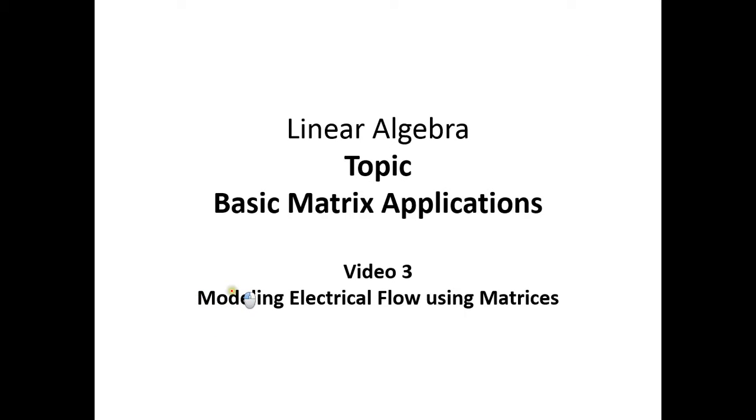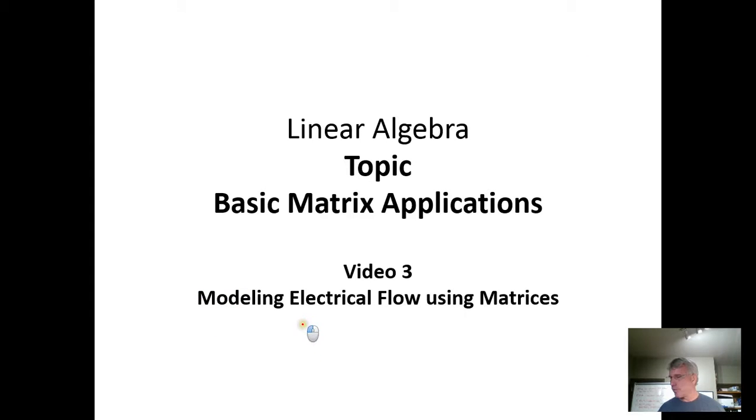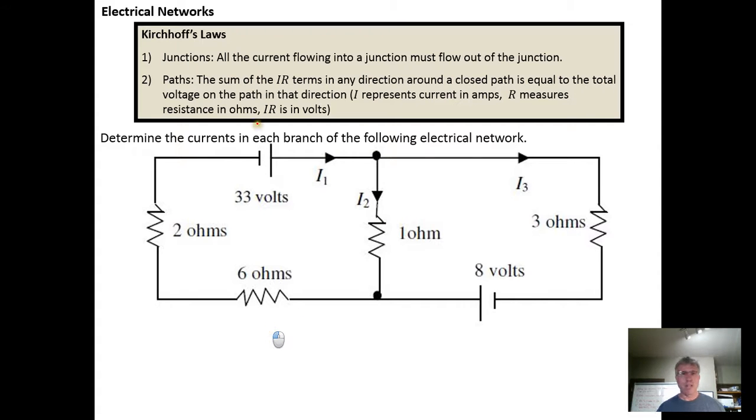So in this video we're going to look at a model for electrical flow using matrices. What we have here is an image of an electrical circuit, and in this diagram we have three different things showing up. We have I's: I sub 1, I sub 2, and I sub 3, and those represent currents, and currents are always going to be measured in amps.